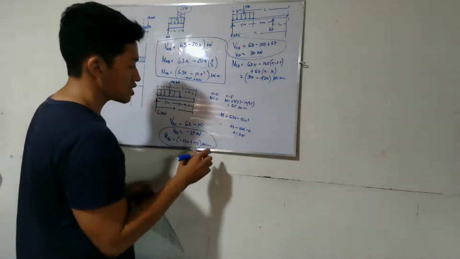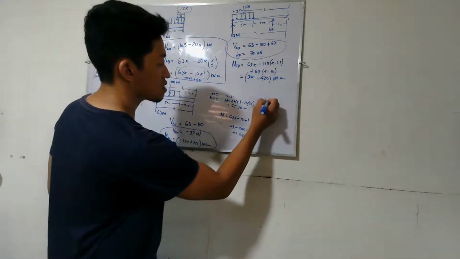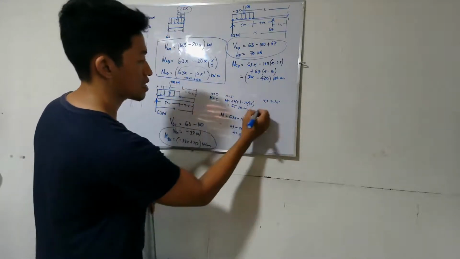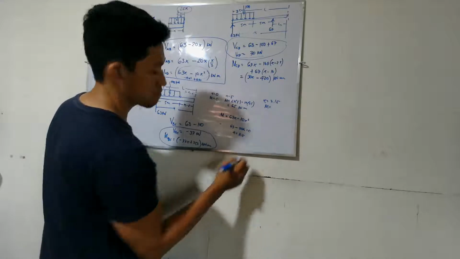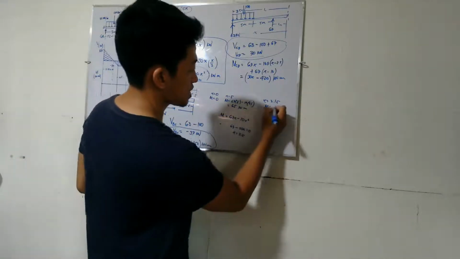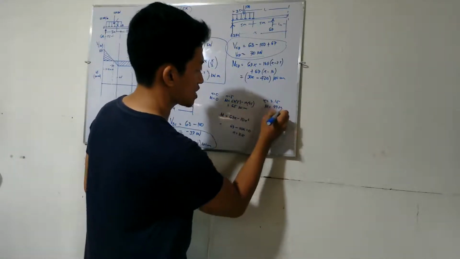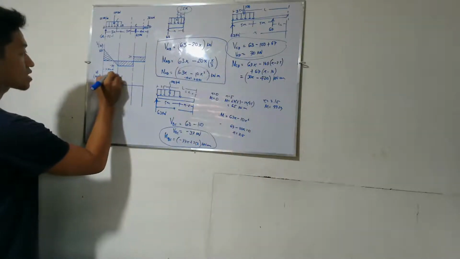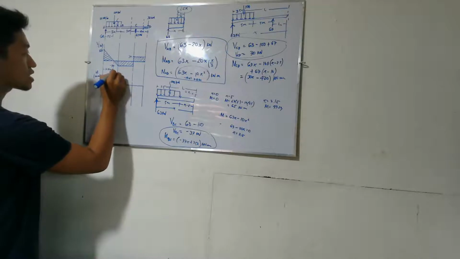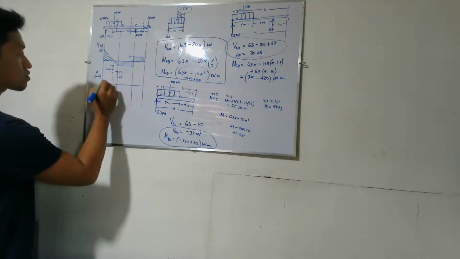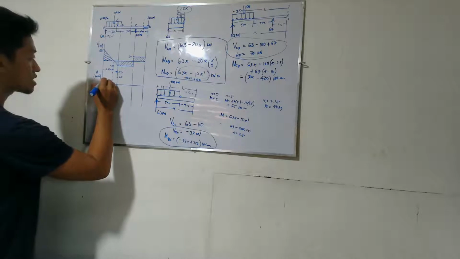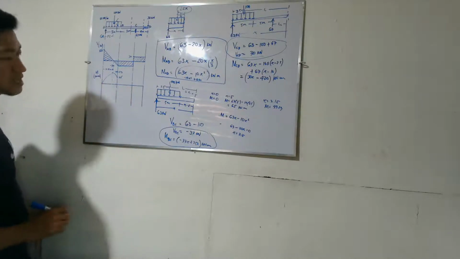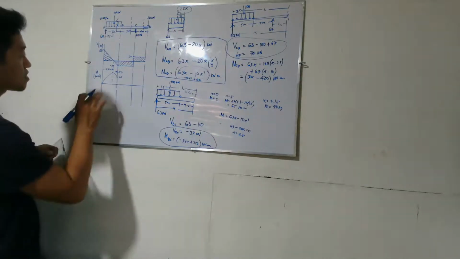So when x is equal to 3.15, substitute it here and you get M is 99.23.